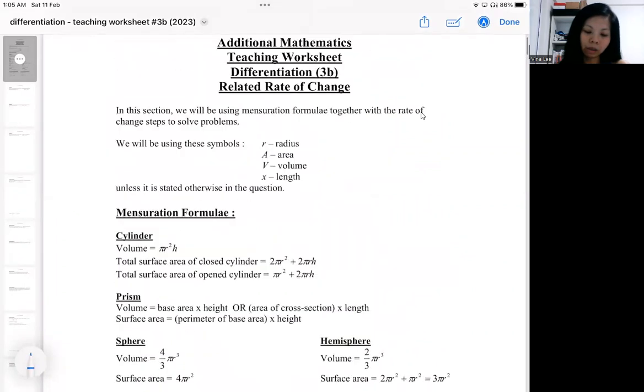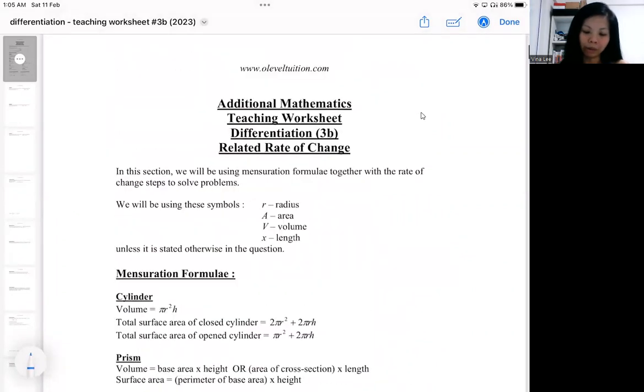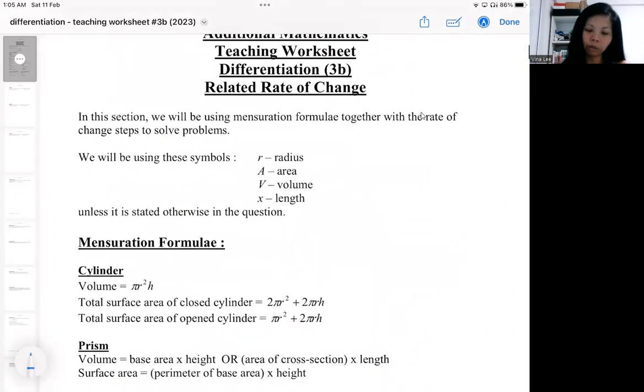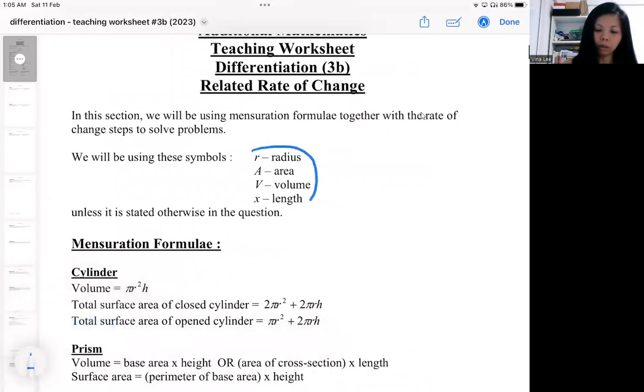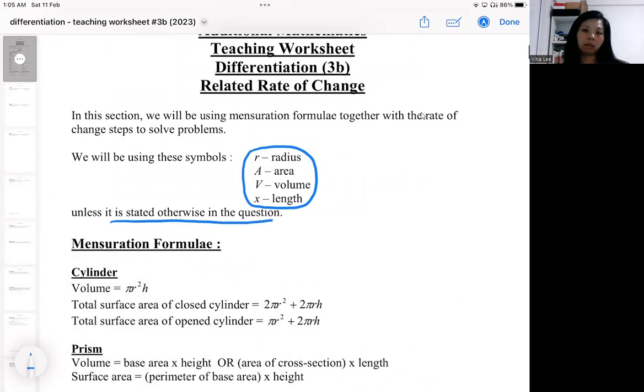So you might need to memorize some or almost all the formulas. Because this part you will be dealing with volume and area, we will be using this standardized symbol. So take note of the symbol that we'll be using, unless it is otherwise stated in the question. Sometimes the question may want to use X as a radius, so you stay with it. Or else, if the question never states what the symbol should be, you can use this generic one.